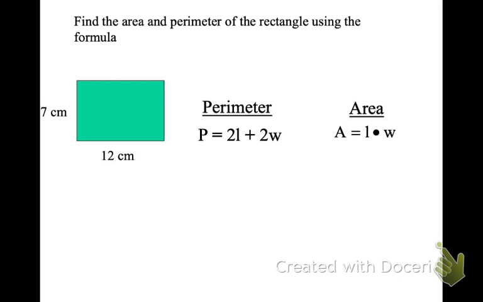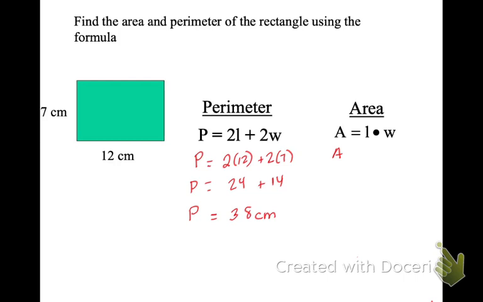All right. So my long side, perimeter, is equal to 2 times 12 plus 2 times 7, which is 24 plus 14. 4 and 4 is 8. And 1 and 2 is 3. And so my perimeter is equal to 38. Now let's try our area. And remember, it's centimeters, and it's to the first power because that's perimeter.